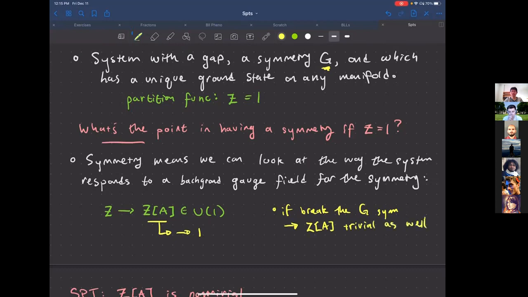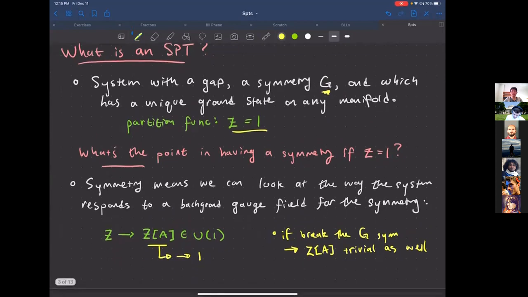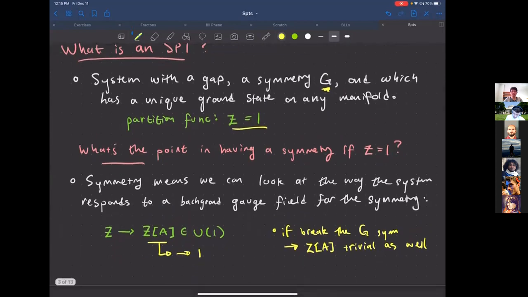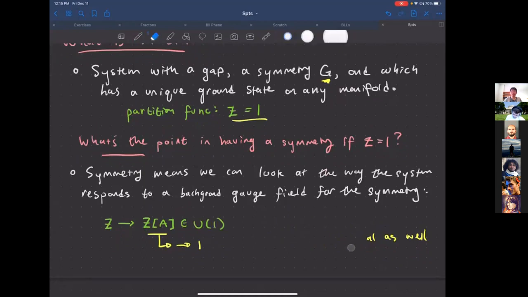So in the absence of these domain walls, these gauge fields, the partition function is trivial, but it has a non-trivial response to the gauge fields. But if I break the symmetry explicitly, then I can't couple the theory to gauge fields for that symmetry, because I've broken it explicitly. And in that case, the statement is that the theory is completely trivial. Okay, thank you. Yeah, so we'll see how that works in some examples in a sec.